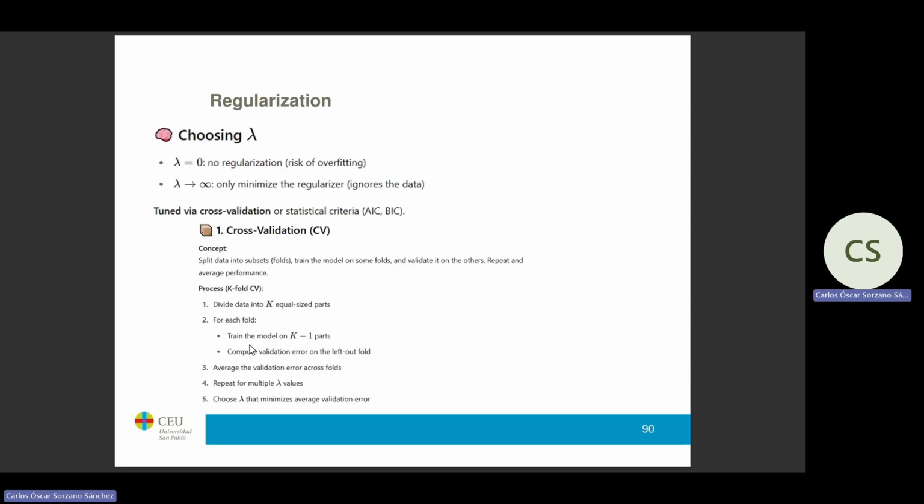But you see that the problem of this is that it is expensive. For every lambda, you have to make 10 models. So let's say K is equal to 10. You have to construct 10 models for each lambda, and repeat for every lambda. So that is expensive.